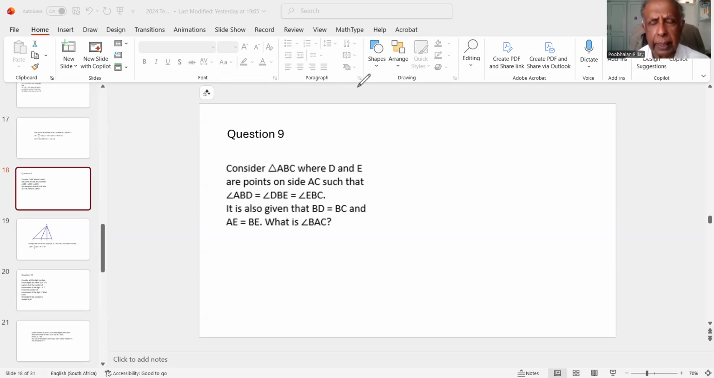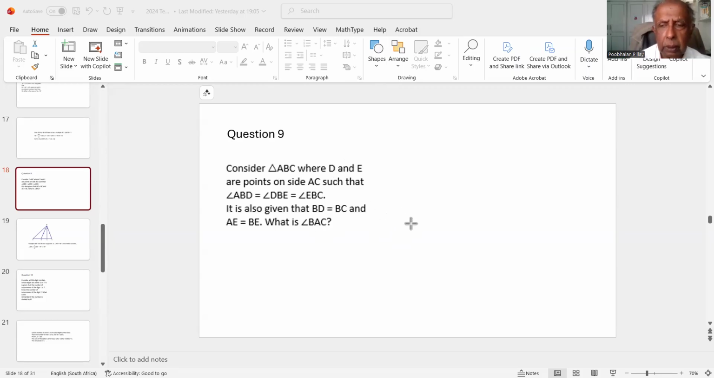We move on to question 9. Question 9 says, consider triangle ABC where D and E are points on the side AC. All right, so there is no diagram given here. So we have to draw our own diagram. In fact, in Olympiads, very often you're asked to draw your own diagram.